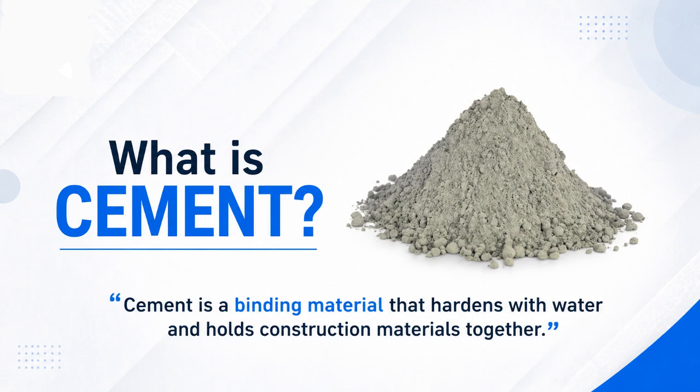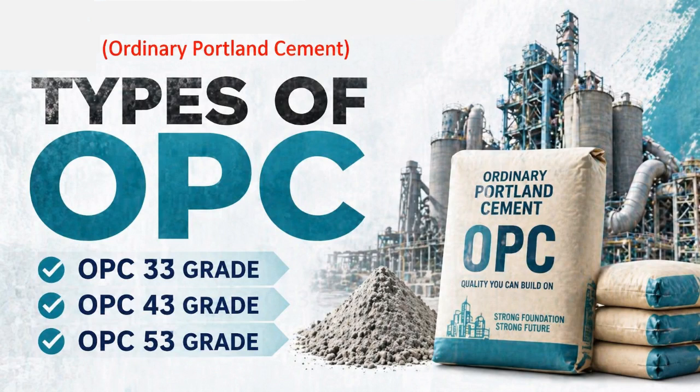OPC is widely used for general construction work such as buildings, roads, bridges, and foundations due to its good strength, reliability, and availability. It is available in different grades like OPC 33, OPC 43, and OPC 53 grade, which indicates the compressive strength of the cement. Now here we can see the types of OPC cements. The types of OPC cements are mainly classified based on their compressive strength.